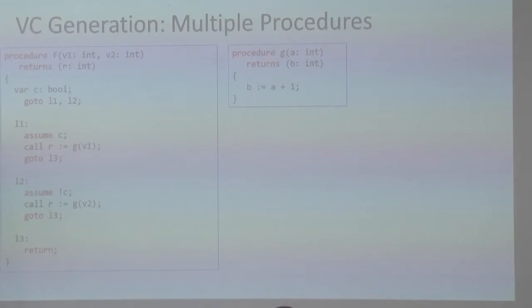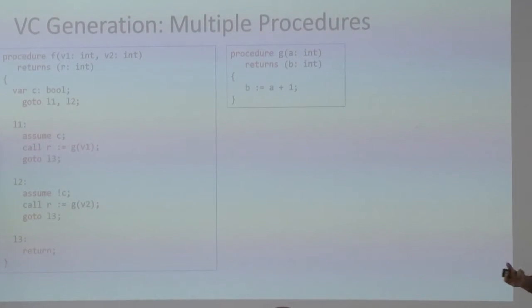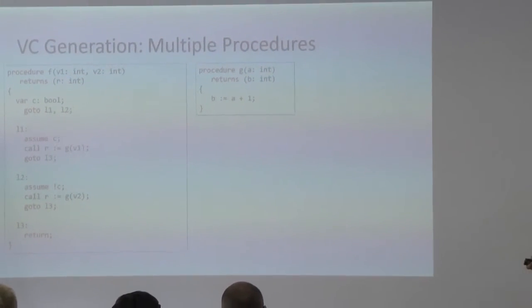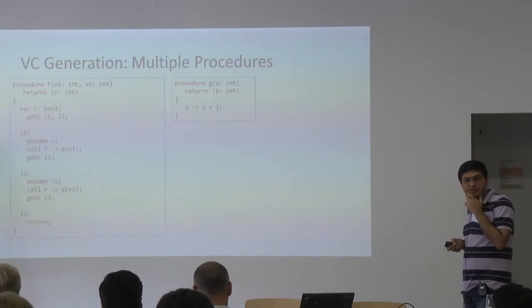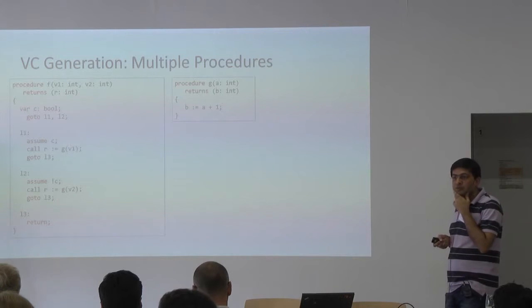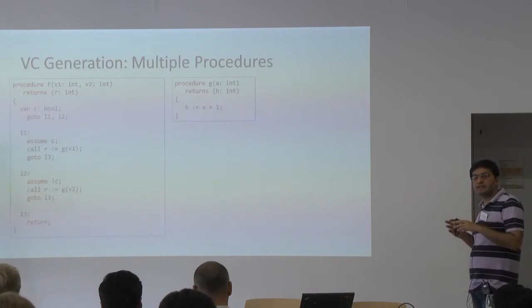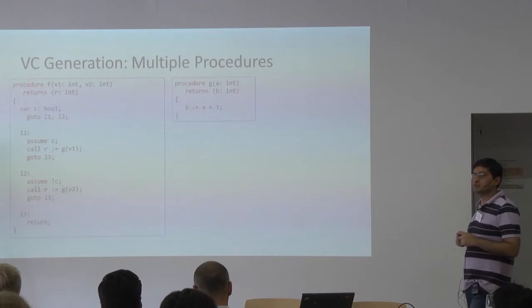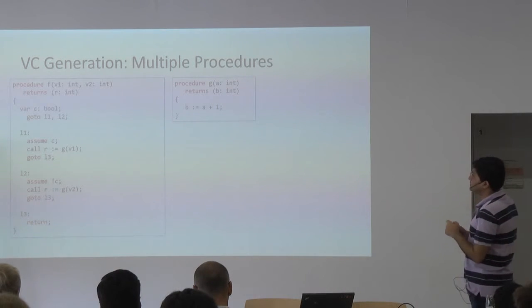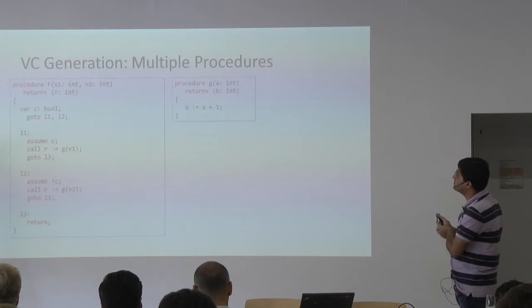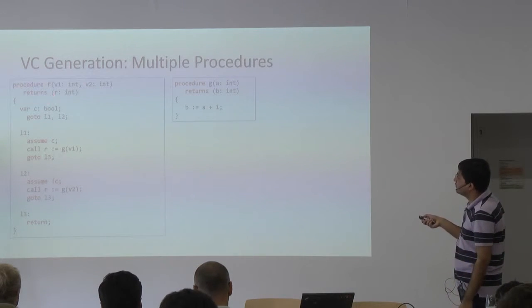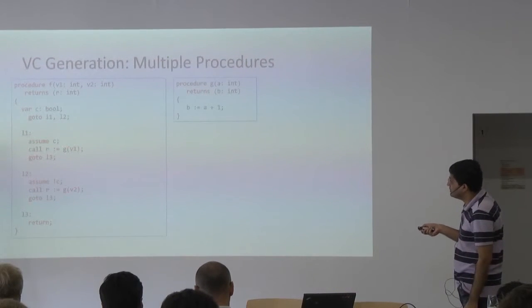So let's get to multiple procedures. One technique is just to inline all the procedures and just apply the algorithm that I described previously, but what I'm going to do instead is to do the inlining at a VC level, okay? And this is kind of setting up for what I want to do. So now I've simplified the program a little bit. So I have two procedures, and F calls G twice, okay? There's one call here, there's another call here.